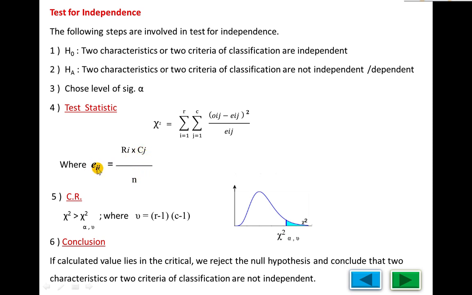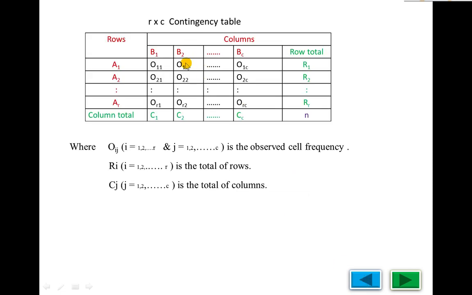This is the O11 observed frequency. For expected frequency, the notation will be E11. E11 means first row, first column: the total of the first row, R1, multiplied by the total of the first column, divided by n. Same for all cells, the expected frequencies use the corresponding total of the column multiplied by the total of the rows, divided by the grand total.